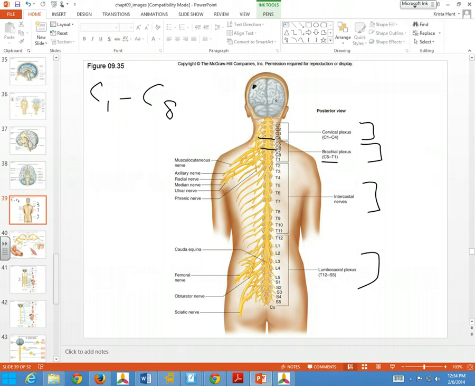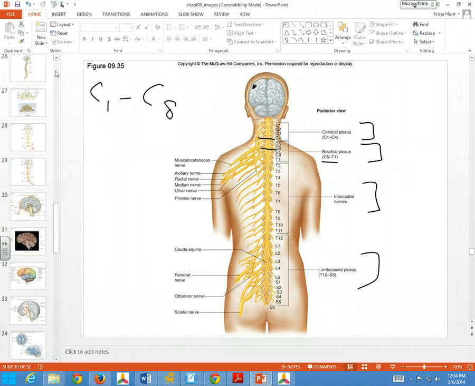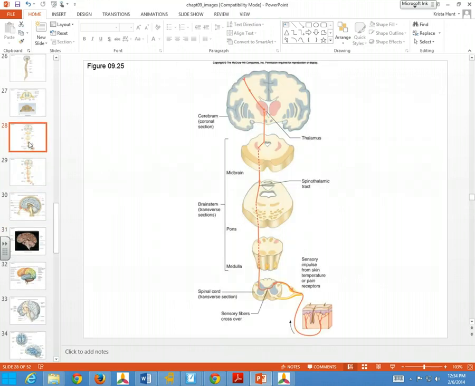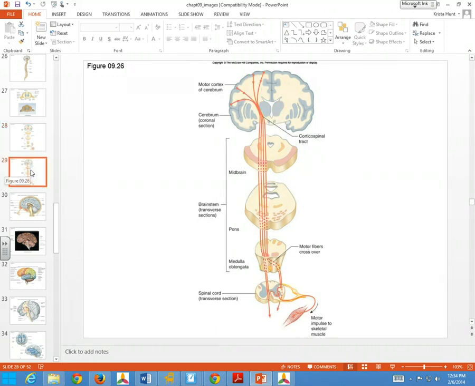This is posterior view. Okay? It's because of that crossing of those nerves in the spinal cord. Where was that picture? See right here? So that's sensory. This is motor. Right?